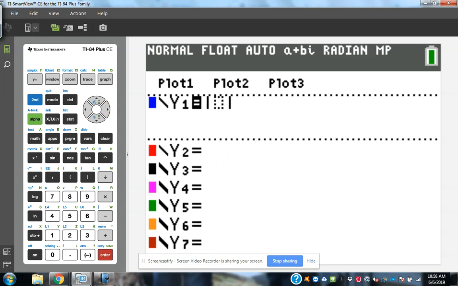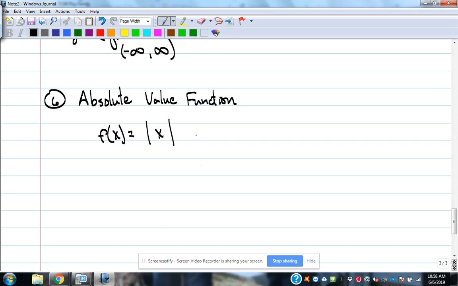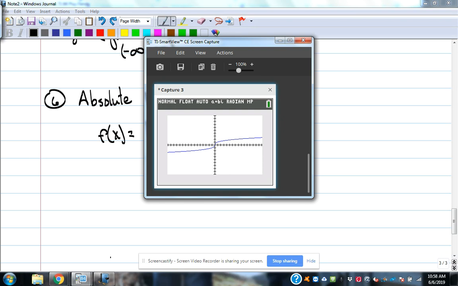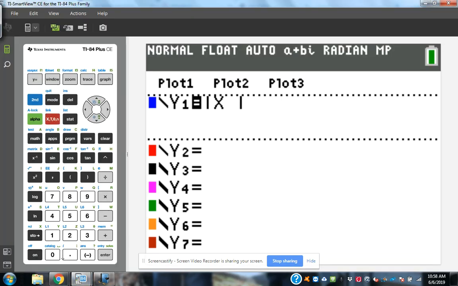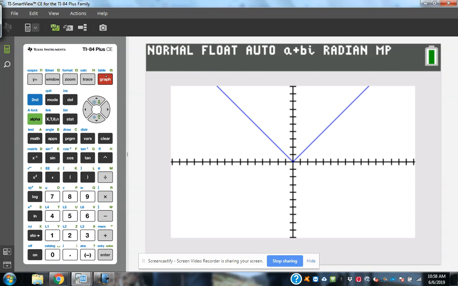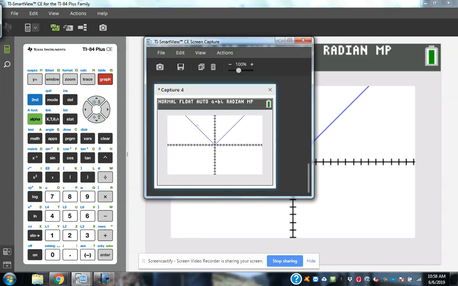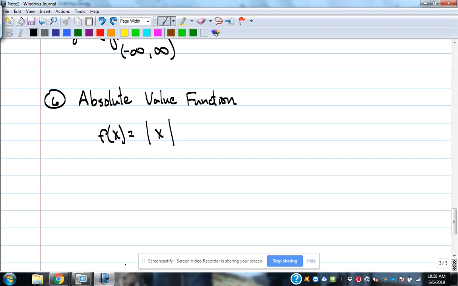And my calculator has the newest operating system. If you buy one of the color ones, they already have this on there. If you've got one of the black and white ones, I think it's operating system 2.55 that has the symbols in there. If it just writes ABS parentheses, that's the same thing. You don't have to have the symbols. They just did that for kind of aesthetics, the way it looks. So I'm going to put an x in there and then hit graph, and I see this V shape happening. The absolute value graph is always going to be a V shape. Okay.